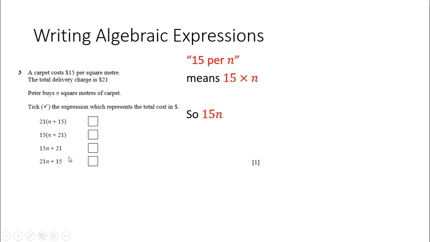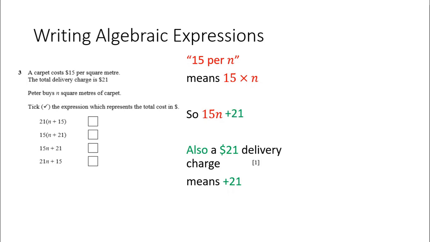Now looking over here, it could be this answer here, or it could be this one here, because that could multiply through and be 15 times n and then 15 times the 21. So let's watch the rest of this and figure out what we need to do with this 21. The total delivery charge is 21. It doesn't matter how much carpet you're getting delivered, it costs 21 more. So also a $21 delivery charge, that would be plus a $21 delivery charge. So that's 15n plus 21. Okay, so that is this one down here. All right, so this is our answer.